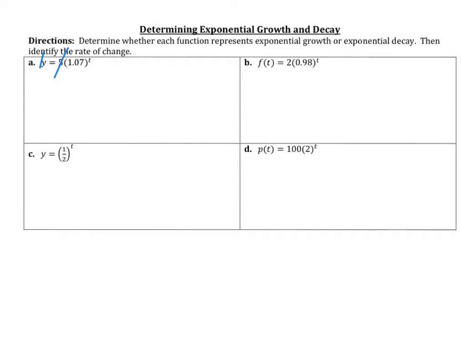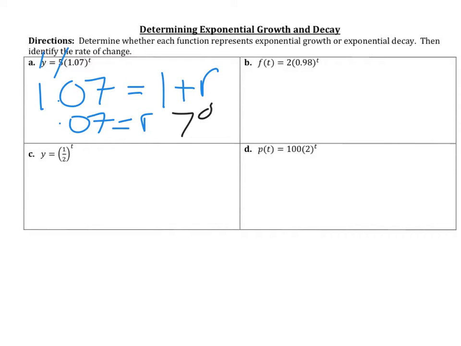The 1.07 is equal to 1 plus or minus the rate. Since this number is bigger than 1, we're going to say it's 1 plus the rate. So if I subtract 1, I get 0.07 equals the rate. Therefore, this is growth because it's greater than 1. And I would say it's growing at a rate of 7%.